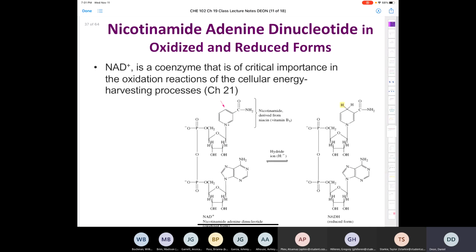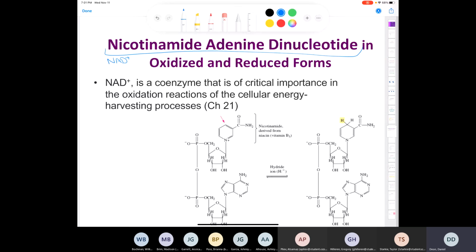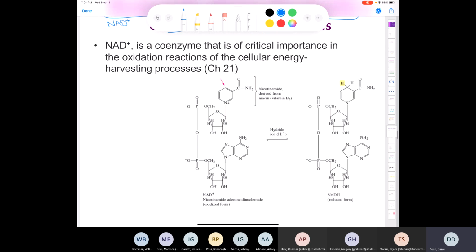Here's that NAD+. Remember NAD+? It was nicotinamide adenine dinucleotide, NAD+. We're going to see this coenzyme come up several times throughout the course. It says here that we're going to look at it in both its oxidized and reduced form, so follow along with me. Again, I'll never ask you to memorize the structure of NAD+. You can see it's got a pretty big, complicated structure. But NAD+ is a coenzyme that is of critical importance in oxidation reactions of the cellular energy harvesting processes like glycolysis and the Krebs cycle that we're going to look at in chapter 21.